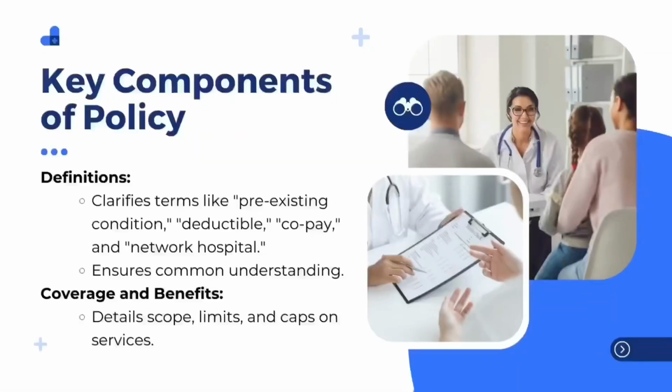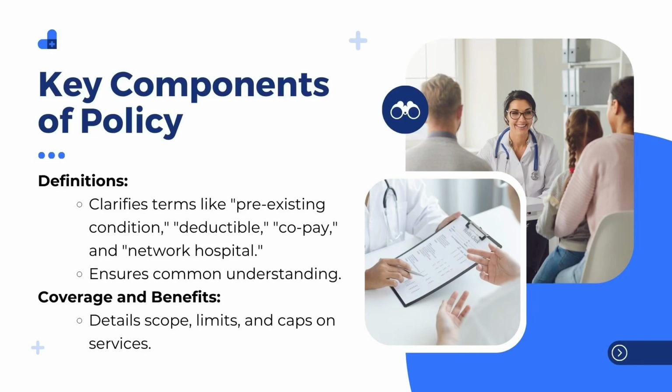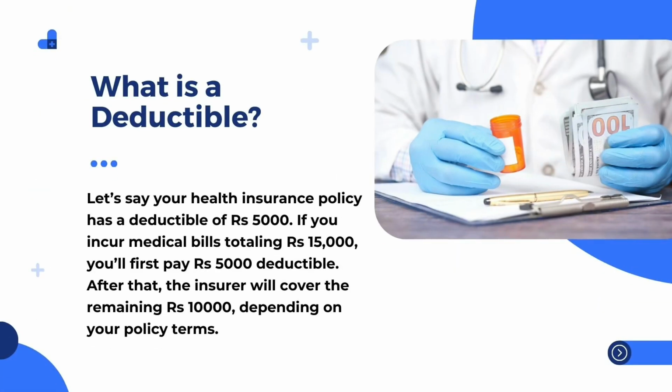What is a deductible? A deductible is the fixed amount you must pay out of pocket before your health insurance starts covering your medical expenses. Think of it as your initial contribution towards the healthcare costs. So, how does the deductible work? Let's say your health insurance policy has a deductible of rupees 5000. If you incur medical bills totaling rupees 15,000, you will first pay the rupees 5000 deductible. After that, the insurer will cover the remaining 10,000 depending upon your policy terms.